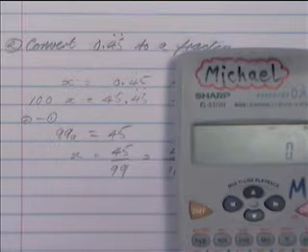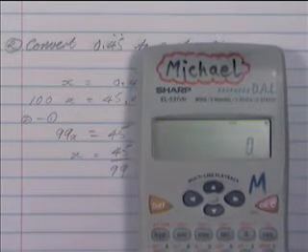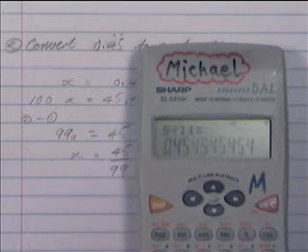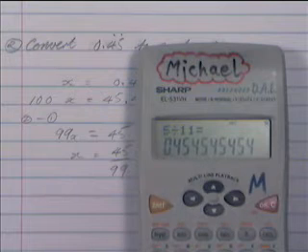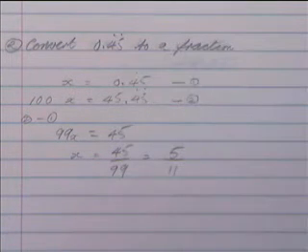Let's just check that on the calculator. So we've got, let's move the calculator over a little. So 5 divided by 11 equals, there it is, 0.45 recurring. So yeah, that's a nice one. Okay, now let's have a look at another one.